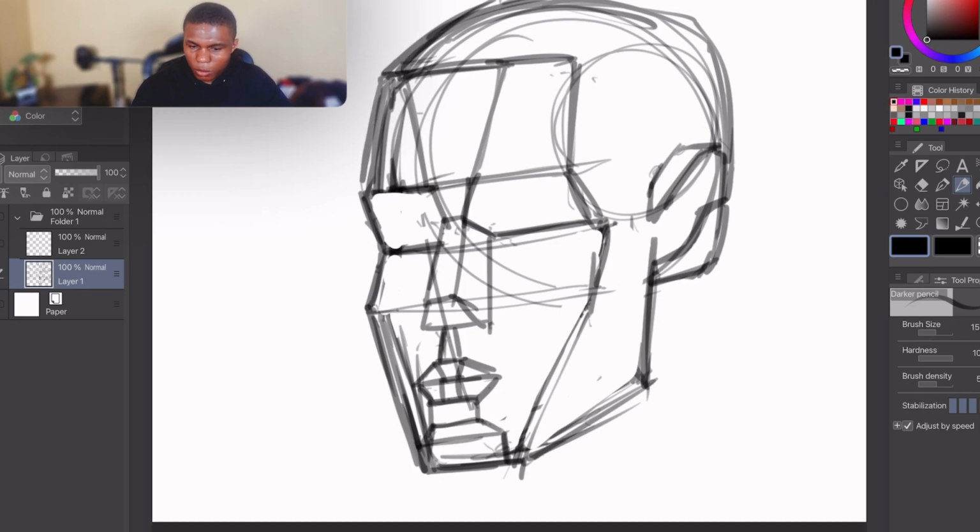So these planes are important. Whenever you look at a portrait and you're trying to study a portrait, you can take these planes and just put them on top.